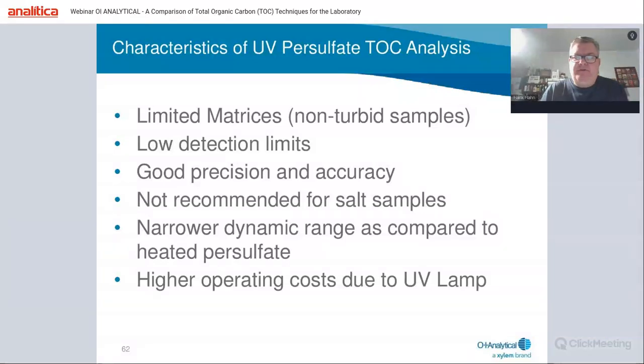Characteristics of UV persulfate: limited matrices, non-turbid samples, which we just discussed with turbidity, low detection limits, good precision and accuracy. It's not recommended for salt samples, and has a narrow dynamic range as compared to heated persulfate. And as mentioned, you have to replace that UV lamp, so you do have some cost with replacing that.